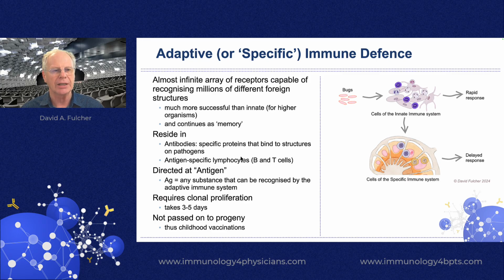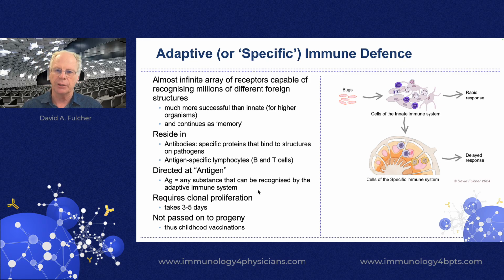So when we're talking about the adaptive or specific immune system, we're talking about antibodies, namely specific proteins that bind structures on pathogens. And we're talking about the cells that make antibodies, namely the B cells, as well as the T cells. And we call these the antigen-specific lymphocytes because they are directed specifically at antigen. The abbreviation for antigen, AG, get used to it. You have to use it all the time in immunology, of course. So an antigen is any substance that can be recognized by the adaptive immune system and generate a response.